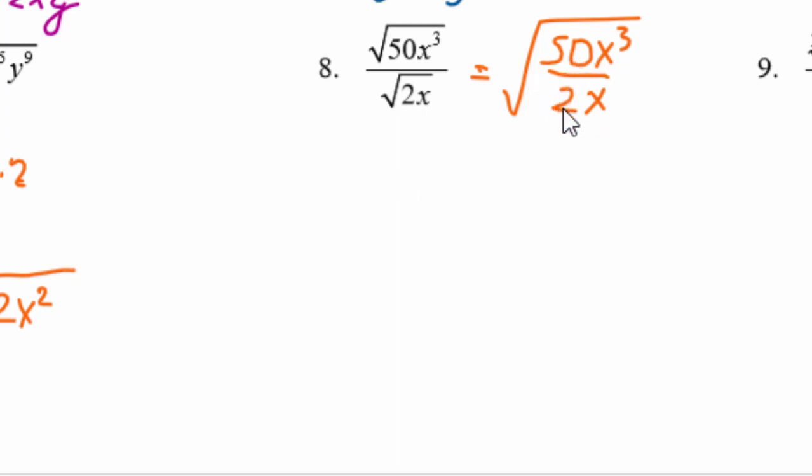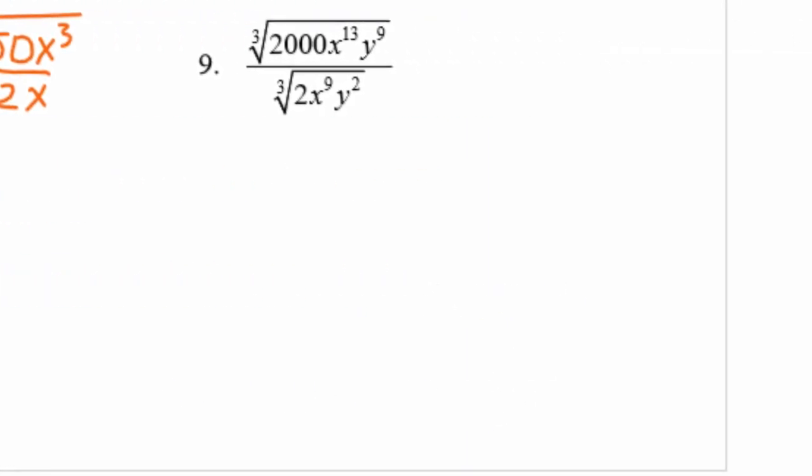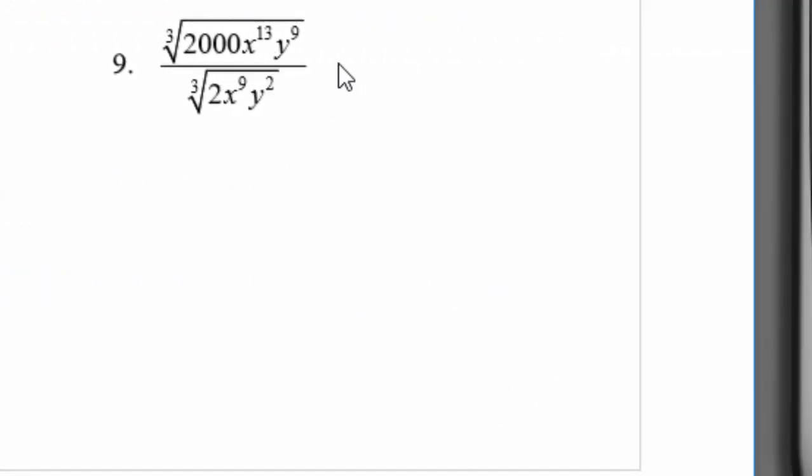Okay, so 50 divided by 2, first of all, is 25, isn't it? 25. And then quotient rule here, subtract exponents, x squared, right? And square root, this is a perfect square, 5x. When it's a perfect square, there's no extra radical stuff, right? Okay, cool. Next.